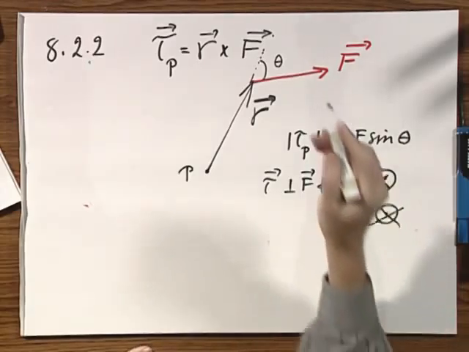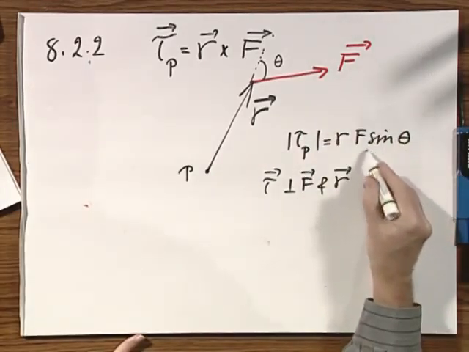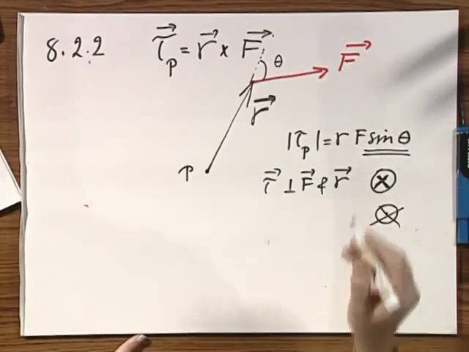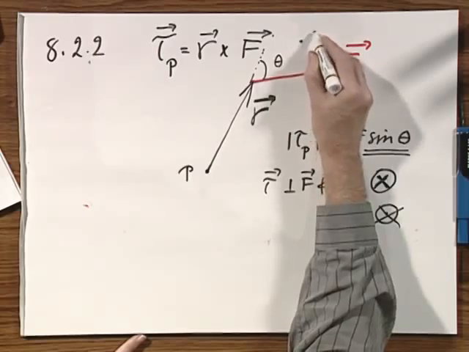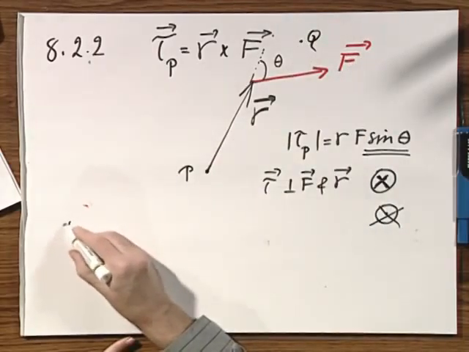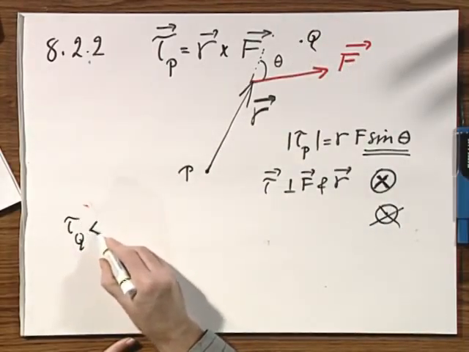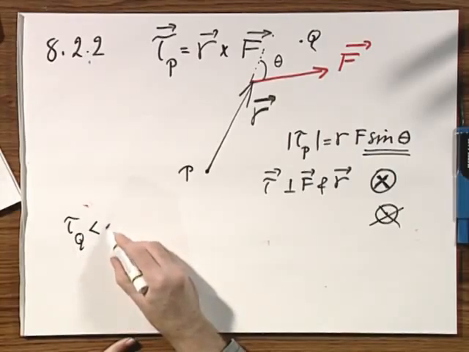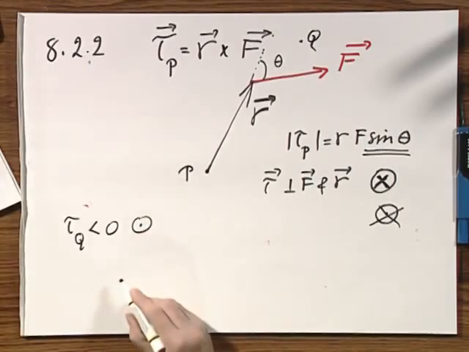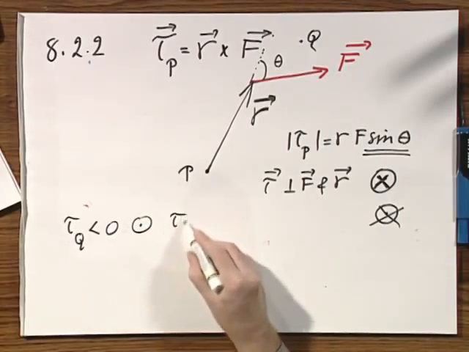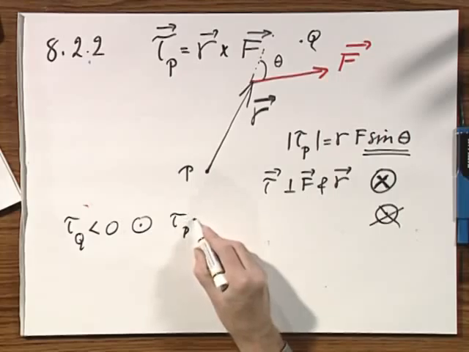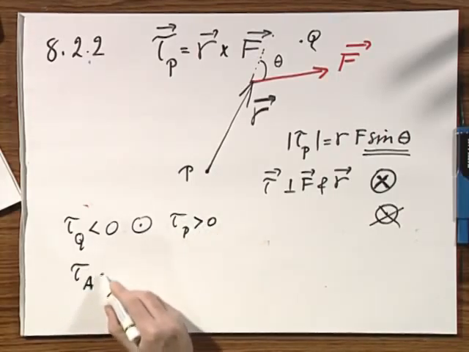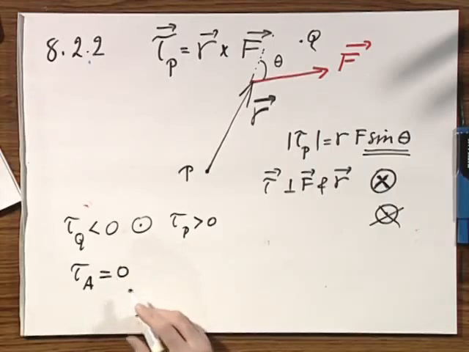The torque can be positive, can be negative. You can see that immediately depending upon the sign of sine theta. If I had a point Q here, then the torque relative to point Q would be negative, and so the torque would be coming out of the paper. In our case, the torque relative to P is larger than 0. And you can have torques relative to points which are 0.